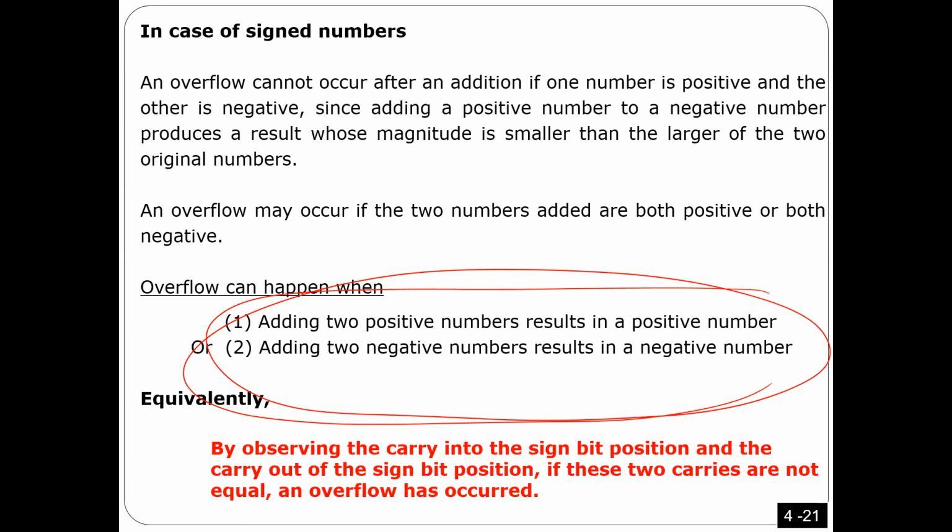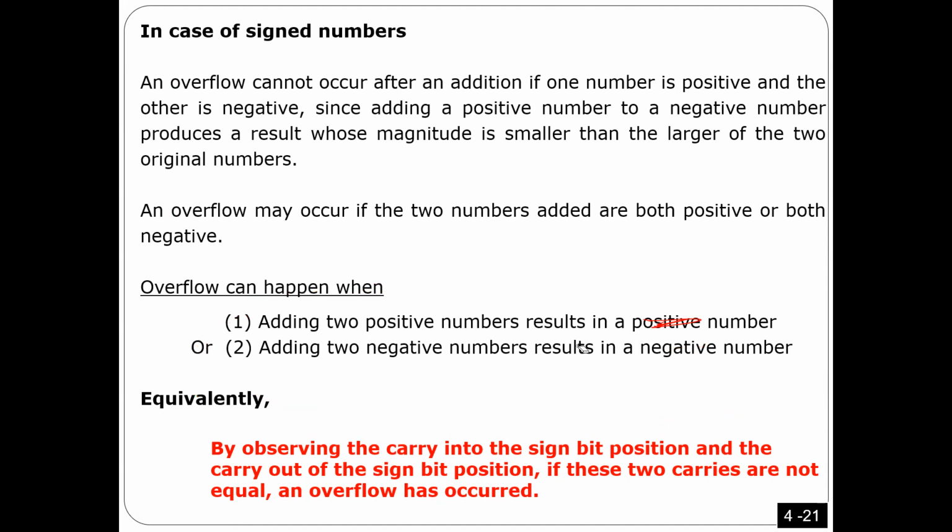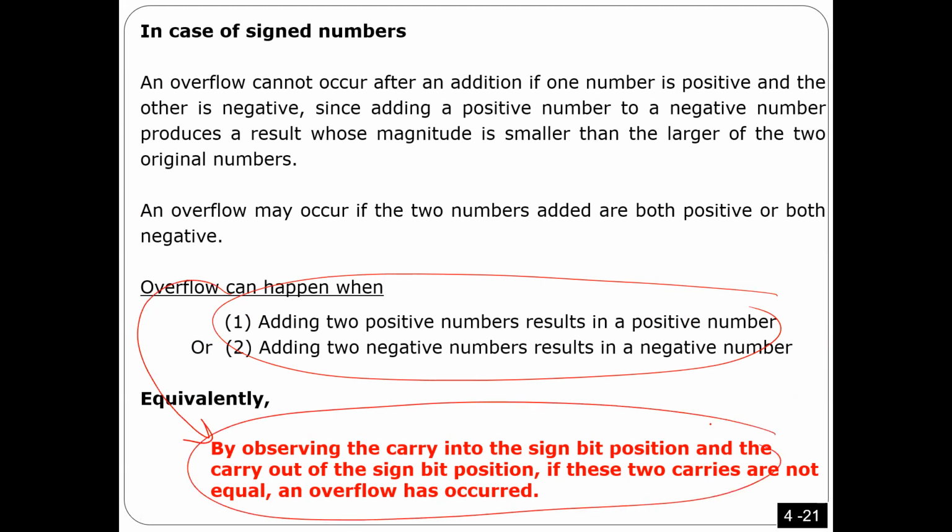So overflow can only happen when the 2 numbers have the same sign: both numbers are positive or both numbers are negative. So I'm going to correct this one: this one is negative and this one is positive. These 2 rules are equivalent to this rule here. Look, they are the same. In order to know if there is overflow or not, I need to observe the carry into the sign bit and the carry out of the sign bit. If these 2 carries are different, that means there is an overflow.